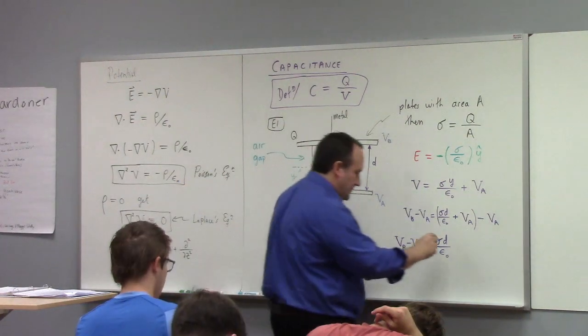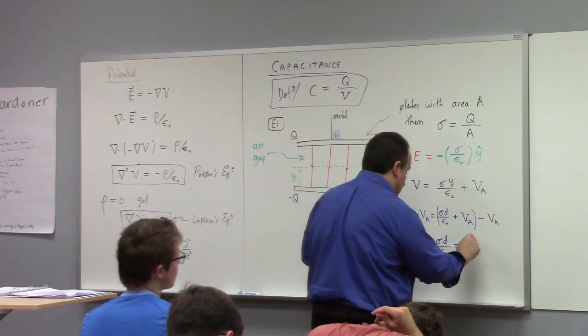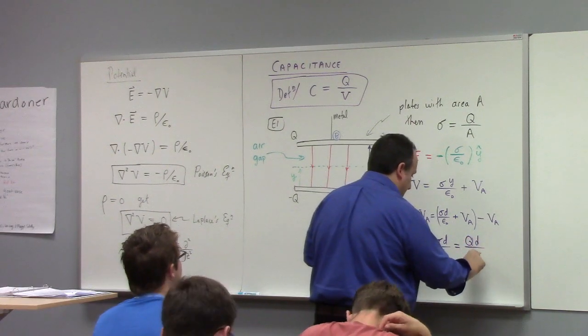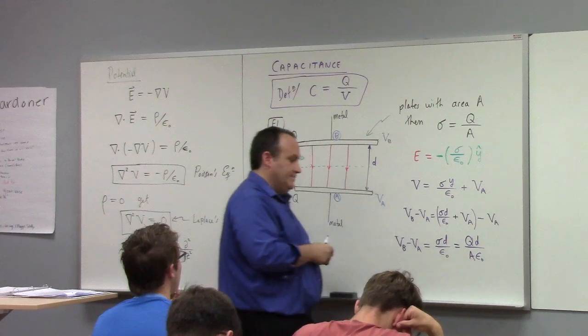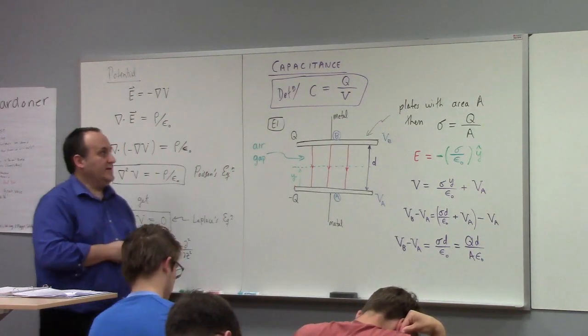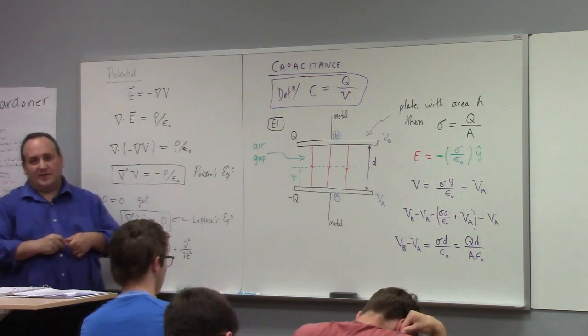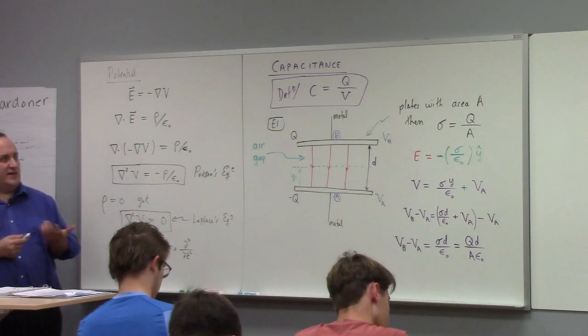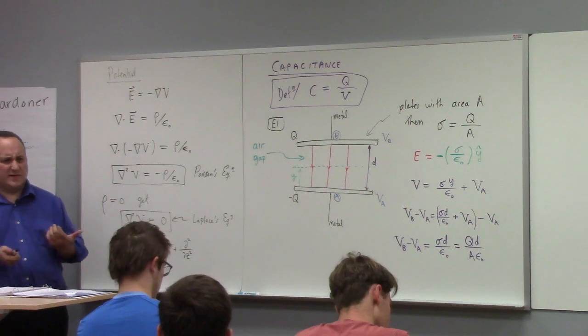So we've actually got QD over A epsilon naught. And so here, I told you I was going to have to explain what I meant by the definition as we went on. So here's my first point of order. When we say Q over V, what are we talking about? What voltage are we talking about?